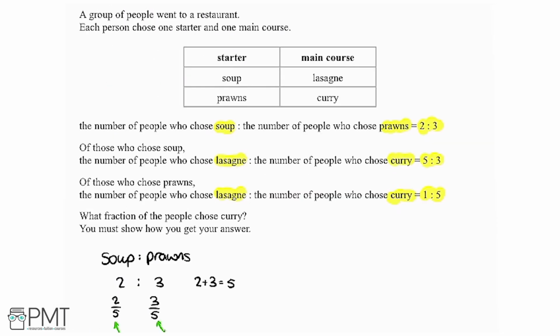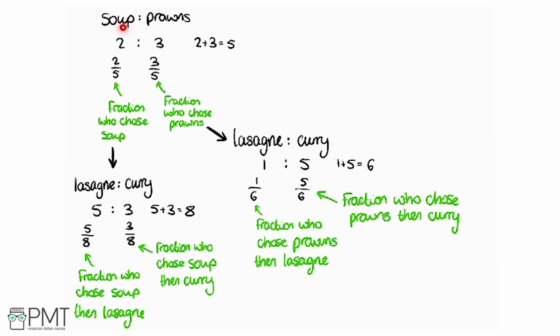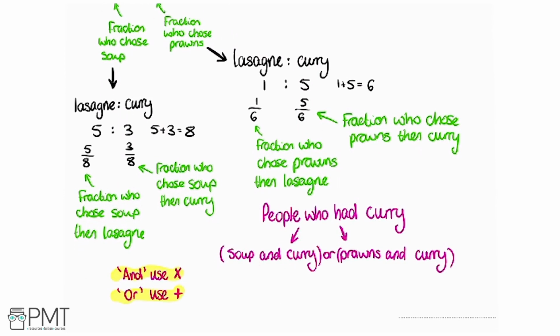So looking back up at the question, we want to work out what fraction of the people chose curry. That's what we're aiming for. And we've got a couple of options. They could have chosen soup first and then chosen curry, or they could have chosen prawns first and then curry. Now something we need to remember is that when we talk about probability like this, when we use 'and', we're talking about multiplication, and 'or' addition, and that will make sense in a second.